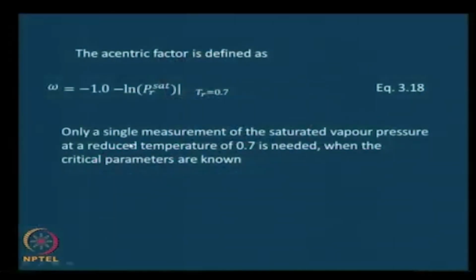As mentioned earlier, when I had presented this, let me mention this again. Only a single measurement of the saturated vapor pressure at a reduced temperature of 0.7 is needed when the critical parameters are known. Therefore, we have brought down the measurements to just one additional value to describe a large variety of gases.